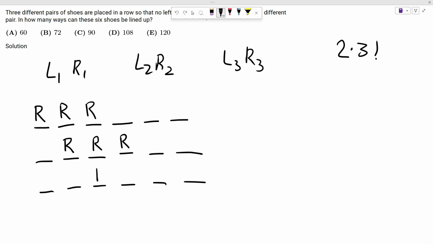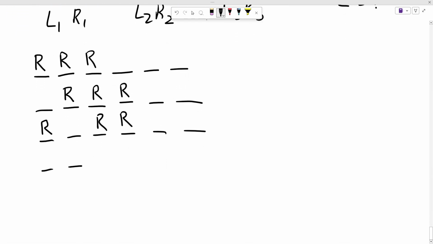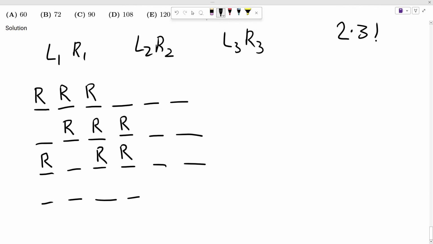So now we're going to consider the case where there's one right shoe on an edge, and then the other 2 right shoes are somewhere in the middle. We don't have to worry about the right shoe being on the other edge, because we're not considering reflections. We consider reflections by doubling it right here.